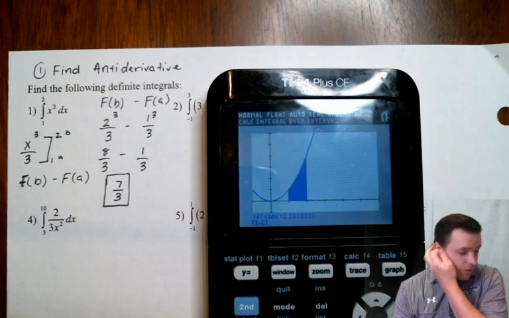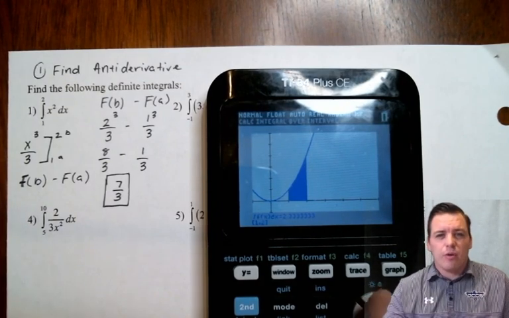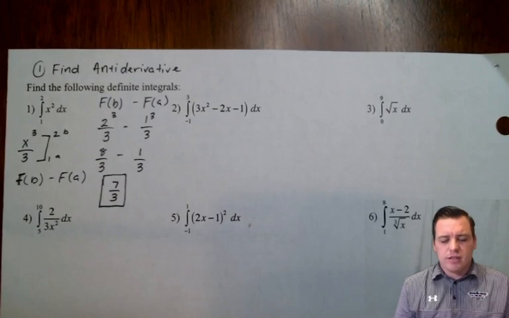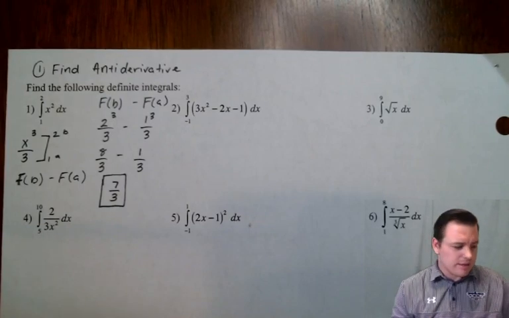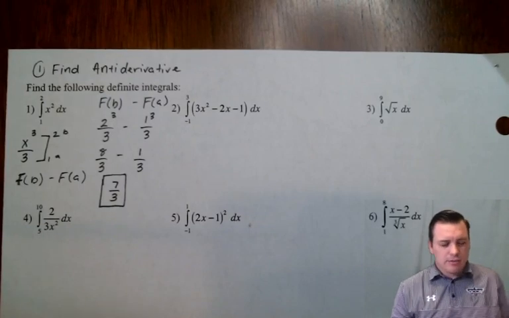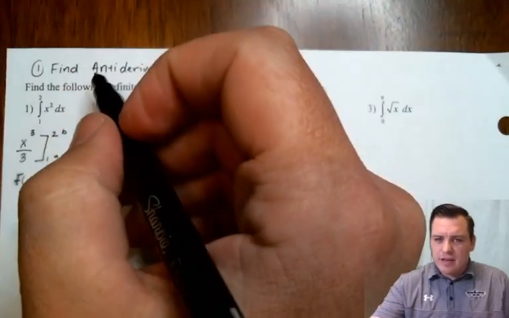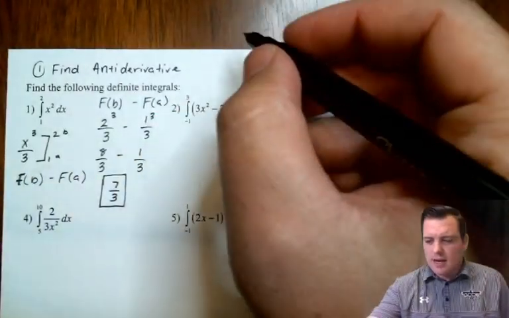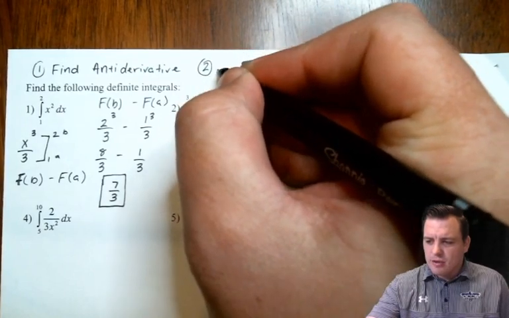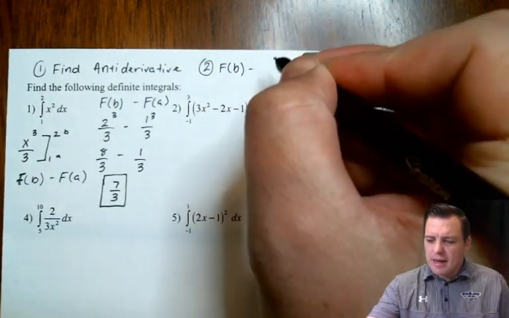Now, of course, that's using the calculator, but we want to know the algebraic way as well. So it's an easy way to check with your calculator, but let's step back into the algebra way. All right. So first step, find the antiderivative. We do that. And then second step, do F of b minus F of a.